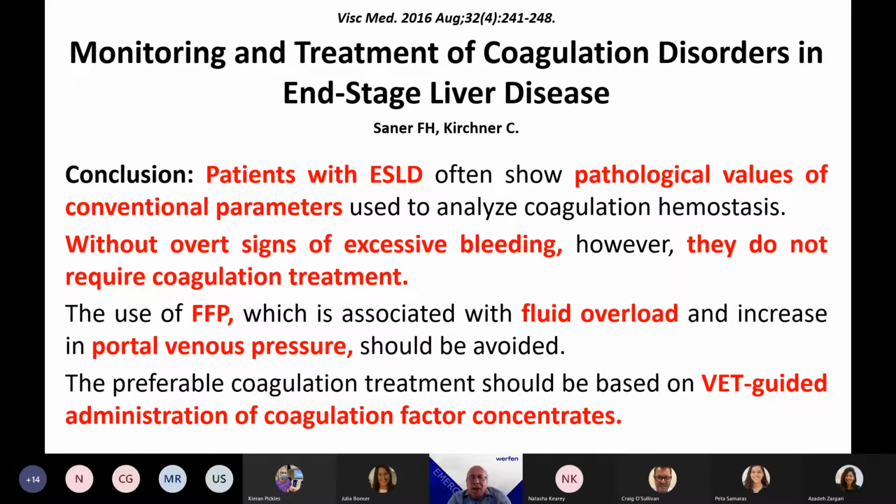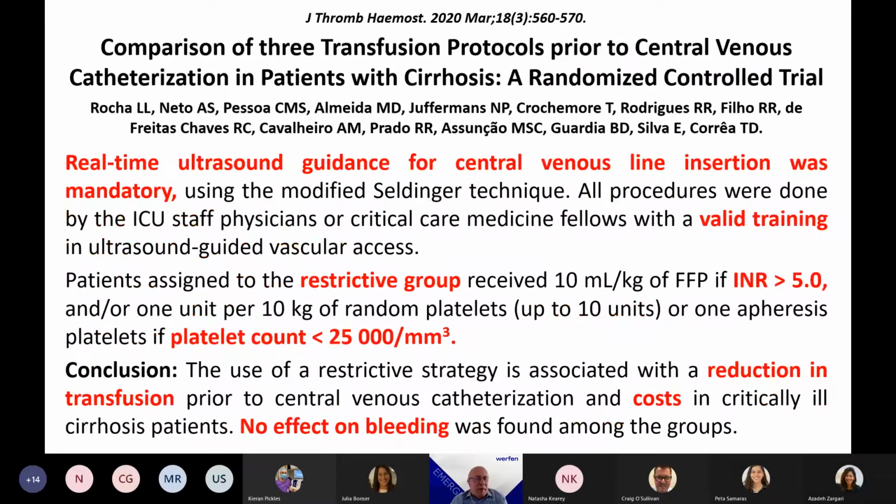And one way how we were working in the last 20 years in this field is moving more and more to factor concentrates, of course, only if they are needed. We should also be restrictive with factor concentrates, but we can use these products to treat a coagulopathy without giving a lot of volume. And that's something also very important in this field.